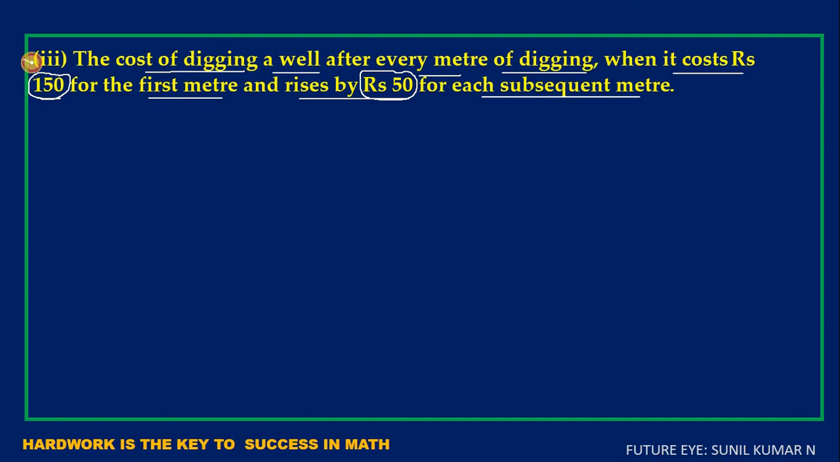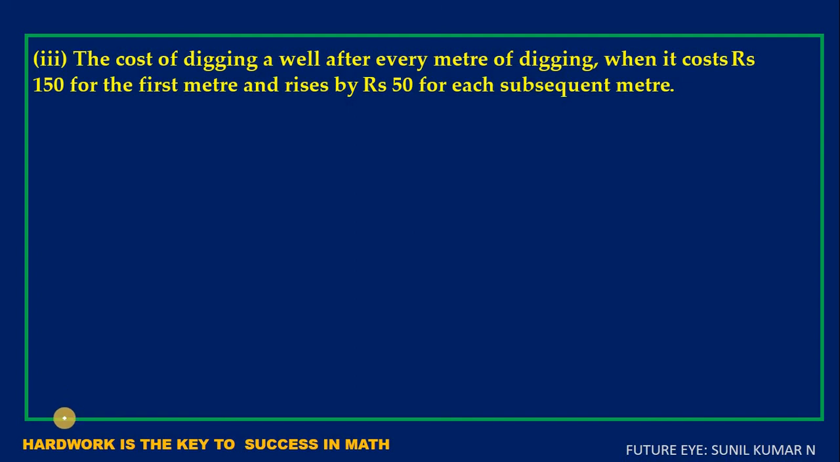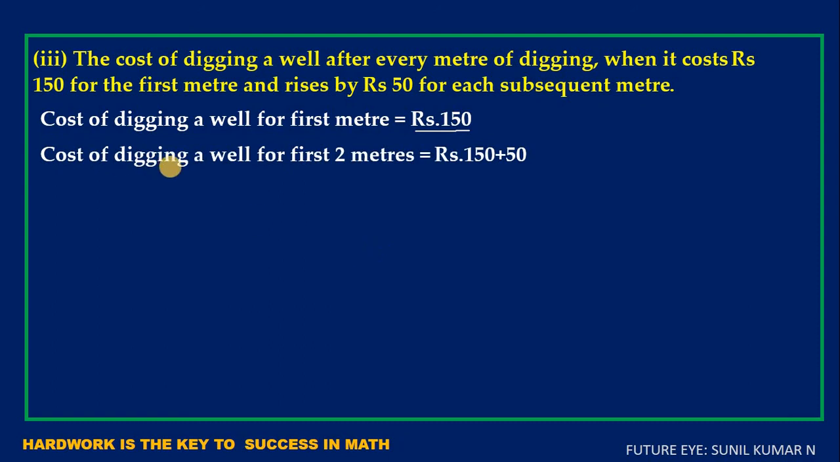This problem is just similar to the first problem. So now let us form the AP. So for that, the cost of digging a well for the first meter. How much will they take? Rupees 150. Next we have to find it for the second meter. Cost of digging a well for the first two meters. What do we want to do?